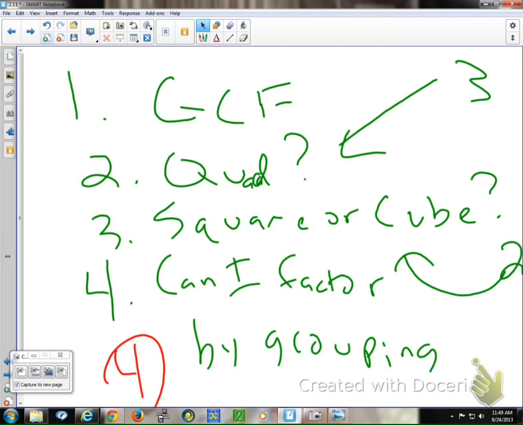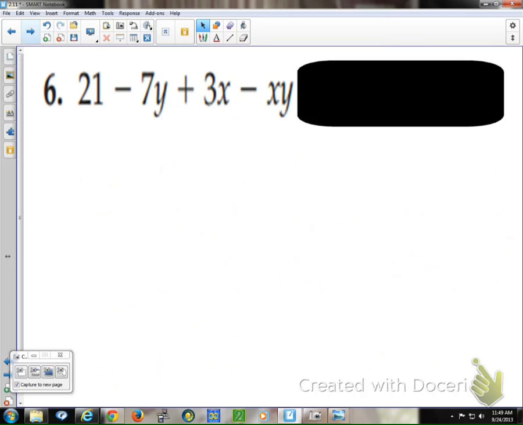Okay. So, factoring by grouping. And here's what they're going to look like. They are 4 of them. 4 pieces. Nothing else we've done so far had 4 pieces to it. Today's does. But you're still going to go through every problem the same way.